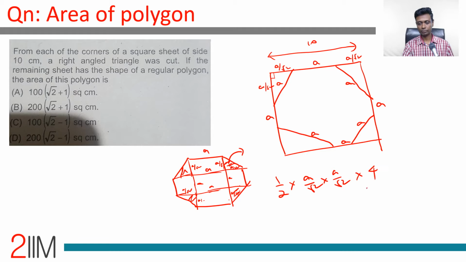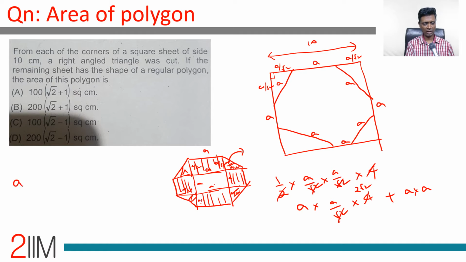This into 4. And area of this rectangle is A into A by root 2. That's a rectangle here. Of these, we have 4. Plus A into A. This is what we have. Root 2 into root 2 is 2. 2 into 2 is 4. This whole thing goes away. 4 by root 2 is 2 root 2. So we have A square plus 2 root 2 A square plus A square.